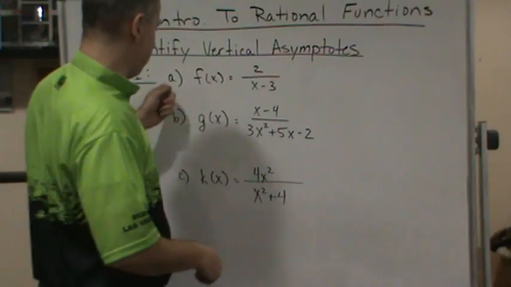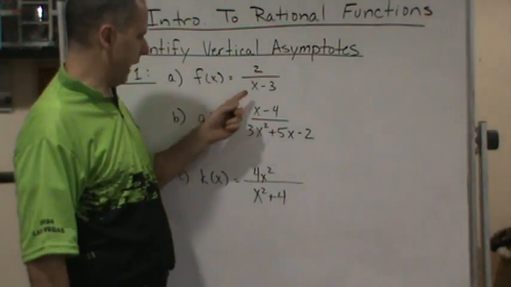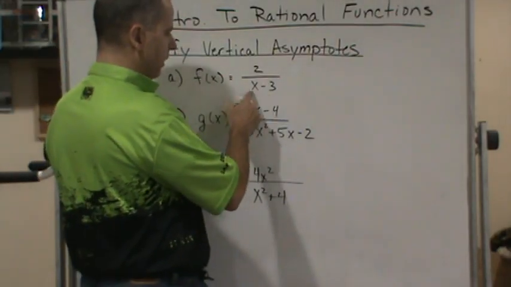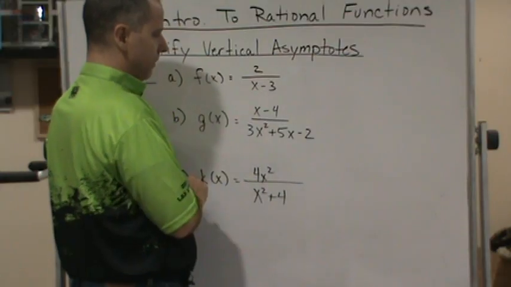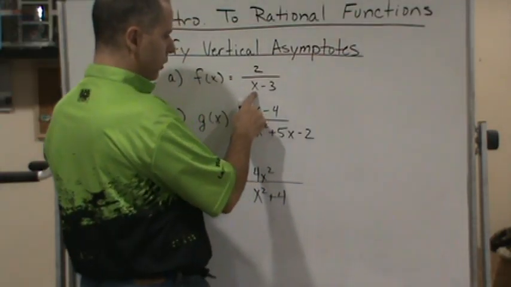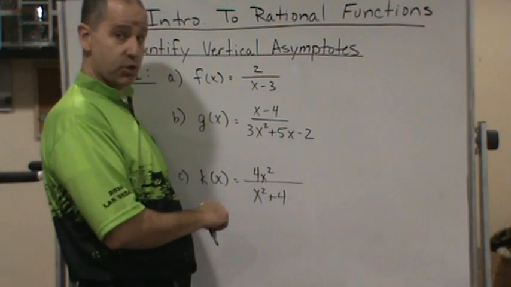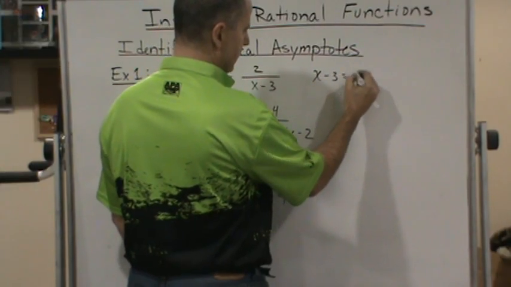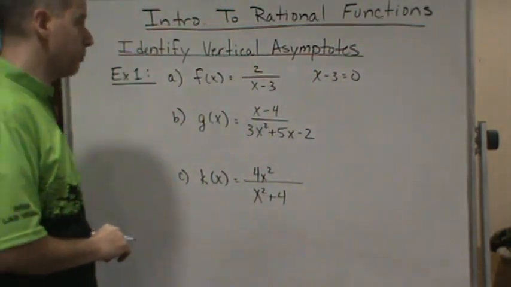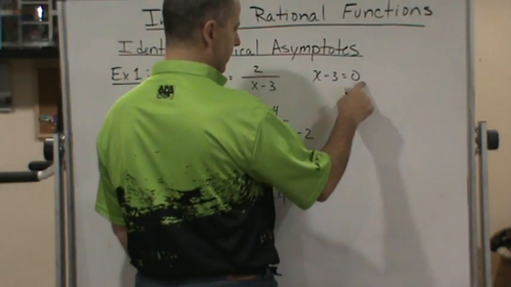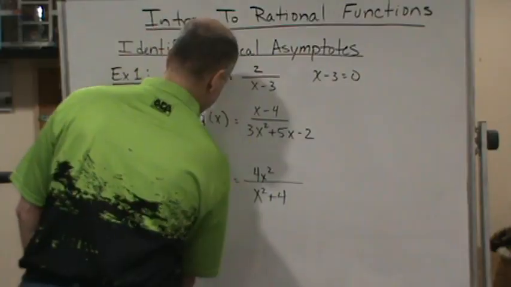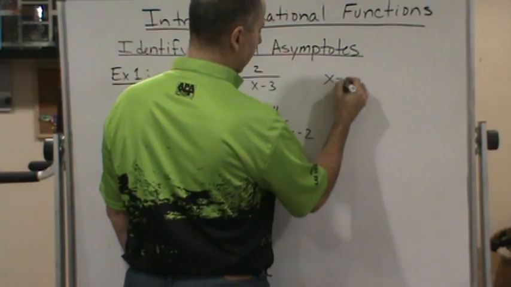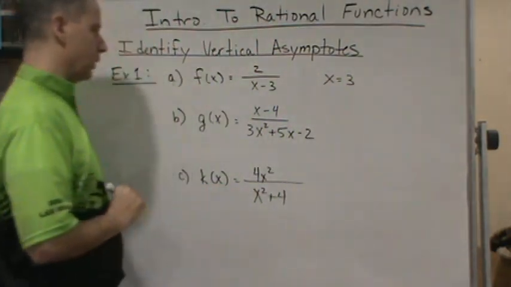So now in this case here for part A, again, all we're going to look at is the denominator. The denominator is x minus 3. So all we have to do is find the value that makes the denominator 0. What value of x will make this equal to 0? The answer is 3, right? So all we're really doing is taking the denominator and setting it equal to 0. The value of x that will make this 0 is 3. So x equals 3 is a vertical asymptote.